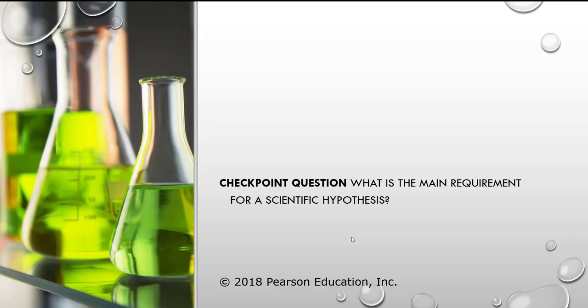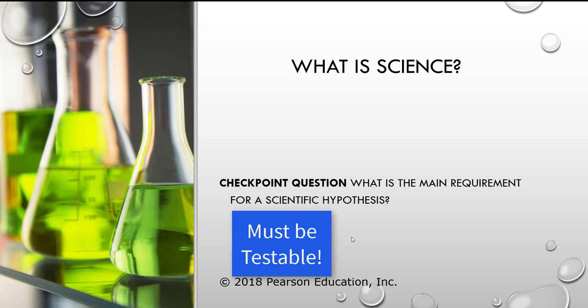So what is the main requirement for a scientific hypothesis? It must generate predictions that can be tested by experiments or gathering further observations. So your hypothesis has to be testable. That is the main point of a hypothesis.